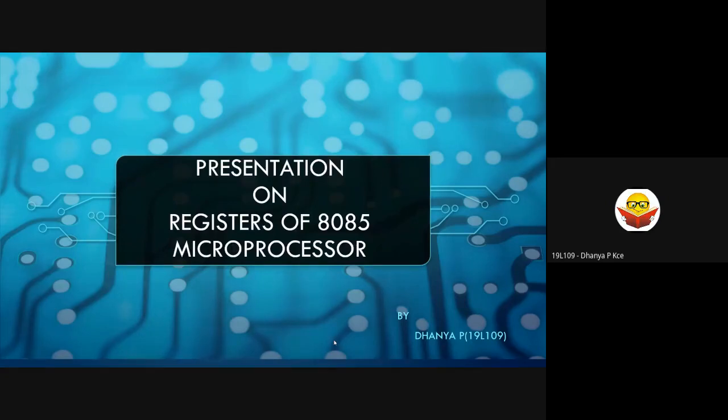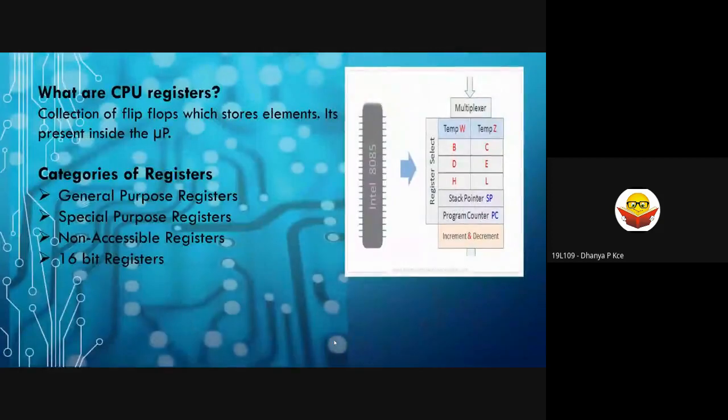Today, I'm going to do a presentation on registers of the 8085 microprocessor. What are CPU registers? In the last semester, we learned flip-flops. Flip-flops are used to store a single bit of data. So, to store n bits of data, we will require n flip-flops. So, for n-bit registers, we will require n flip-flops. What these flip-flops do inside the registers is store data.